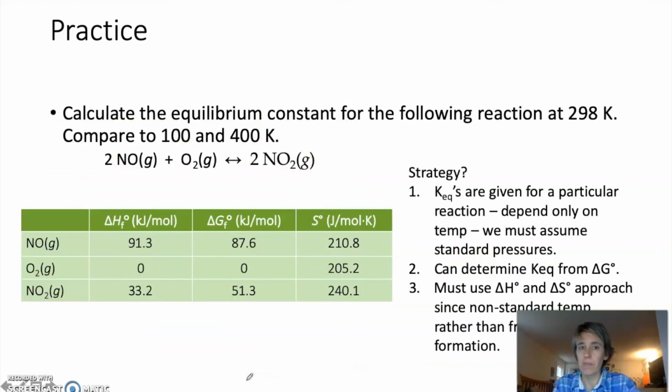So next up is a problem. We're going to practice using these equations again, looking at it a slightly different way. Here, the question is pretty simple. It just says calculate the equilibrium constant for this reaction, but compare 298 K, 100 K, and 400 K. Back when we studied equilibrium, you learned that temperature does affect the value of that constant. And so this is really just backing that up, and it's pretty cool.